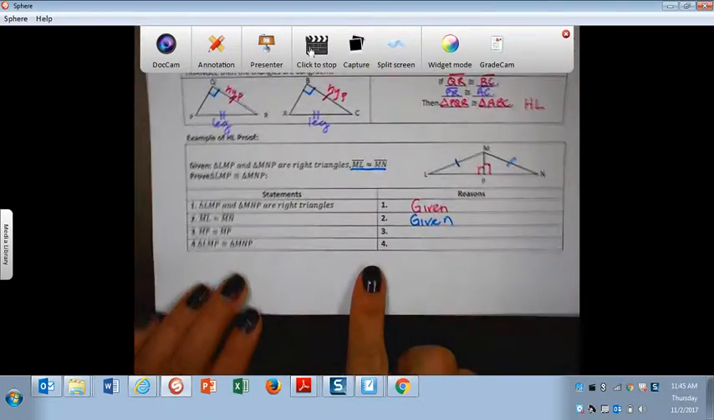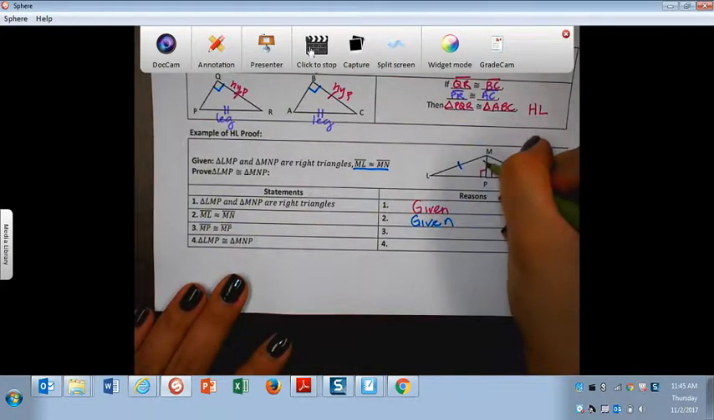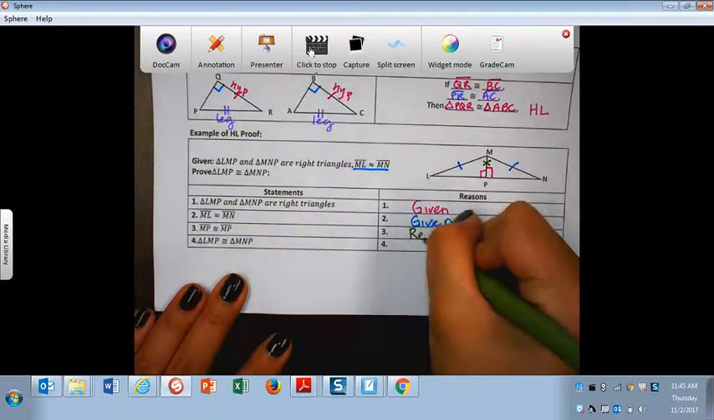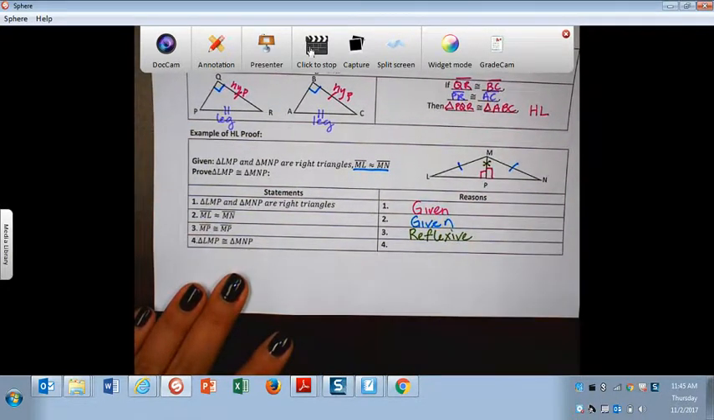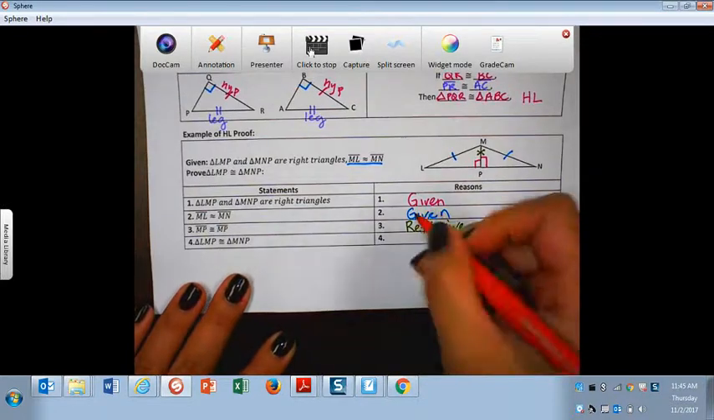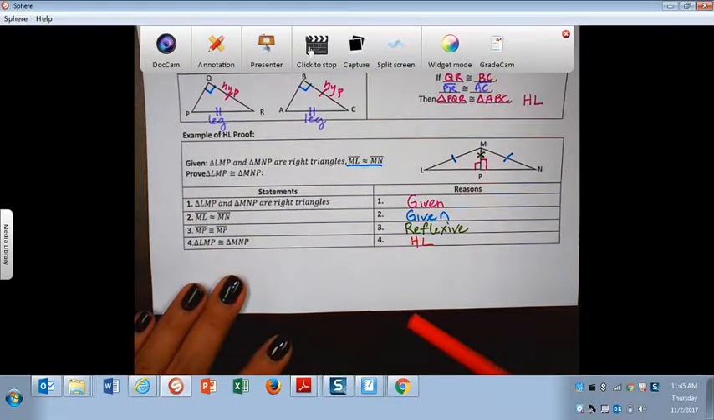MP is congruent to MP. I love that because it's easy. You know that puppy is reflexive. MP is in both triangles. And then finally, you can prove that triangle LMP is congruent to triangle MNP by HL, hypotenuse leg. All right, so there it is. Those are our notes.